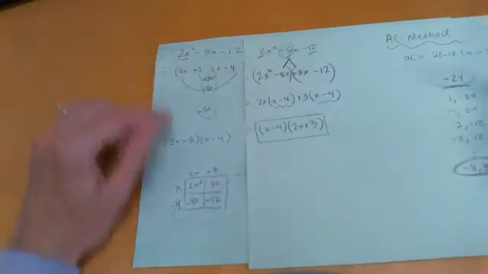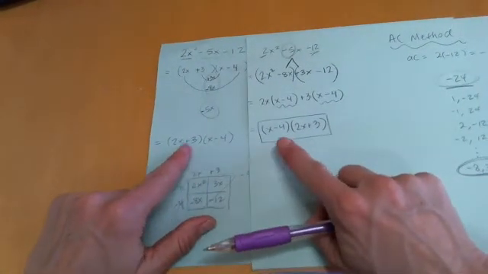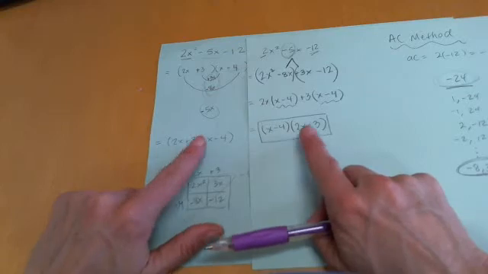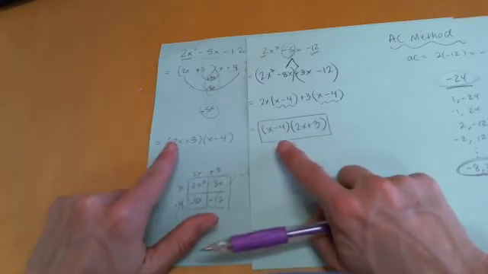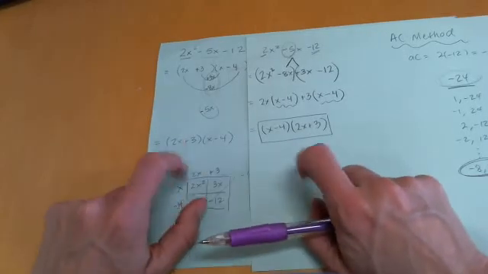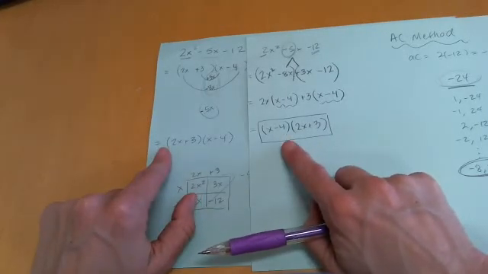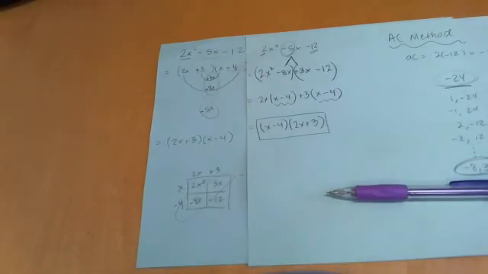So notice again, though, we did get the same factoring here in both cases. It doesn't matter the order in which you set up those binomials when you write the product of the two factors. So these are equivalent answers here. This one just has the 2x plus 3 first, and this one has the x minus 4. All right, I hope that's helpful.